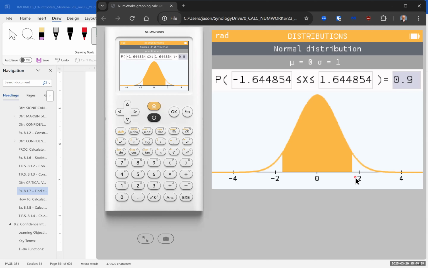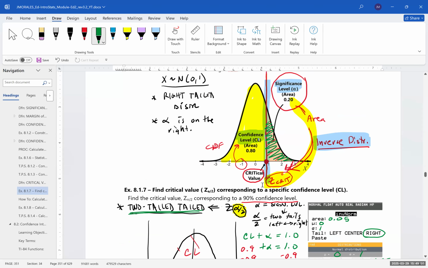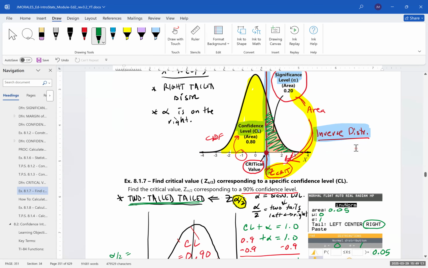Whenever you need to convert an area into a critical value, you need to use an inverse distribution function. And I've just shown you all of the inverse distribution functions on old and current calculators, and how you can use them fully. So this was the right time to dive into that a little bit more.